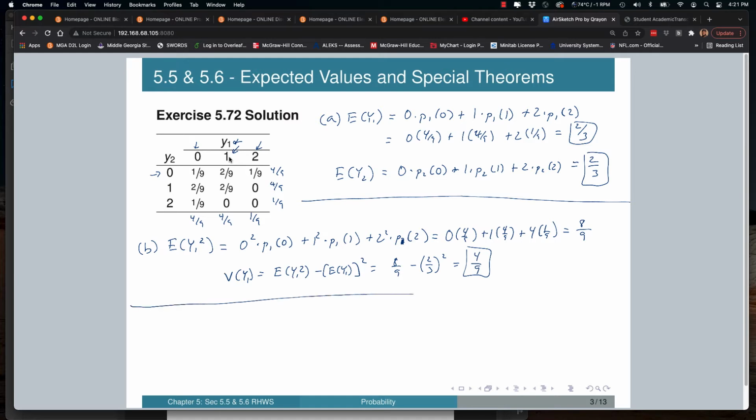The last one, part C, is now easy to do because of what we did in part A. So C just asks you the expected value of y sub 1 minus y sub 2, and that's just equal to the expected value of y sub 1 minus the expected value of y sub 2, which is going to equal 0 because both of them are the same. 2/3 minus 2/3 equals 0. So the expected value, when you subtract those from each other, is just nothing. All right, so that's 72, and we'll move on to the next one in a second.